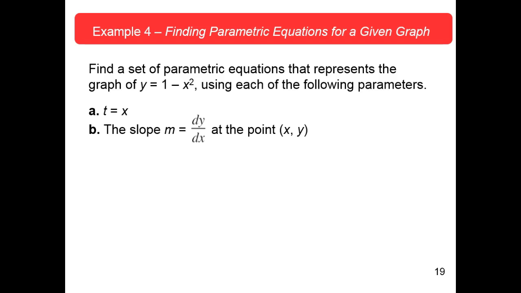So, the first suggestion is really the simple one, what I would have gone for. They tell you the parameter: let t equal x, okay? Then that would be one parametric equation right there. What do you think the second one would be? This gives you x. What would be y?